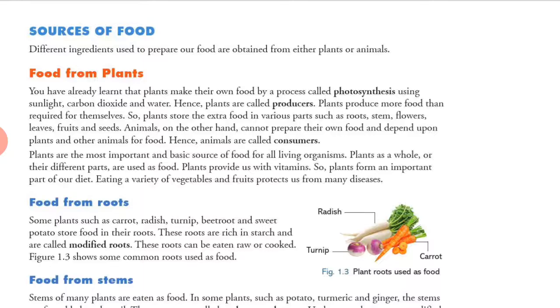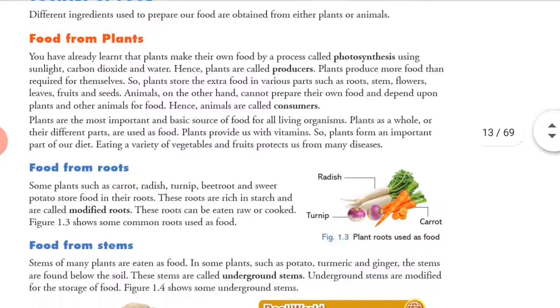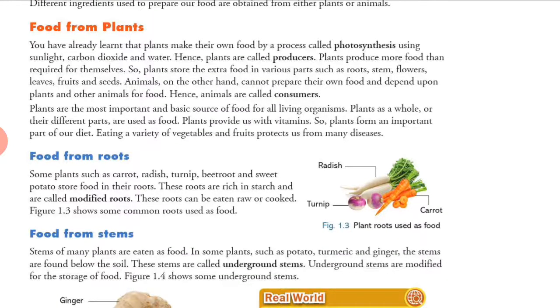Plants are the most important and basic source of food for all living organisms. Plants as a whole or their different parts are used as food. Plants provide us with vitamins, so plants form an important part of our diet. Eating a variety of vegetables and fruits also protects us from many diseases.